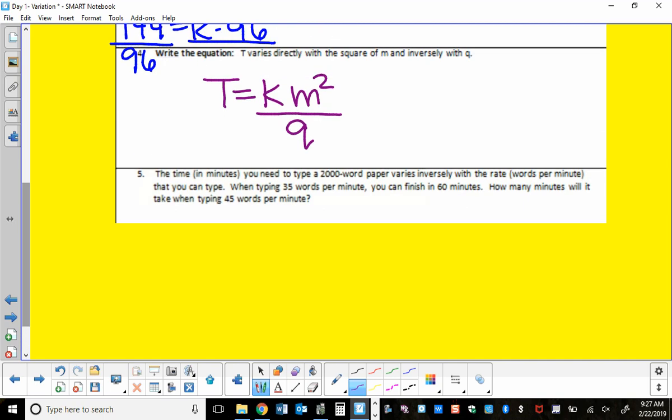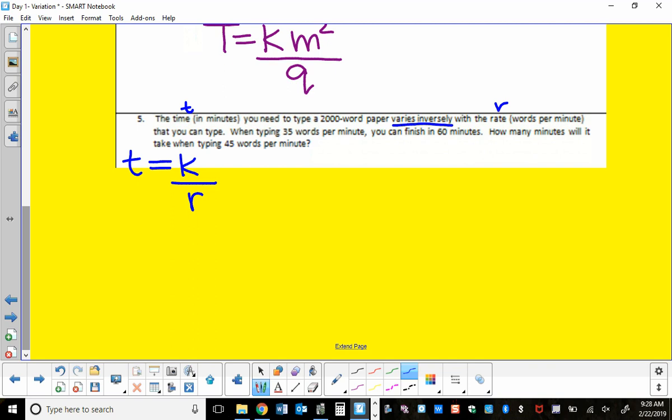All right, and last one. The time in minutes, I'll call that T. You need to type a 2,000 word paper, varies inversely with the rate that you can type. All right, let's go ahead and write that out. So you should have T equals K divided by R. That's step 1.